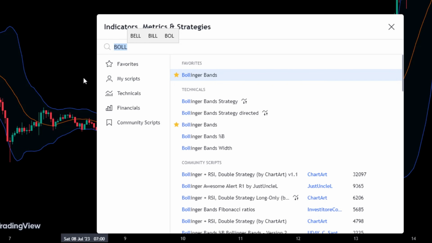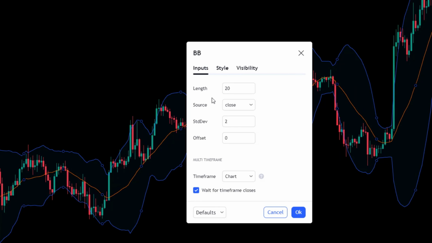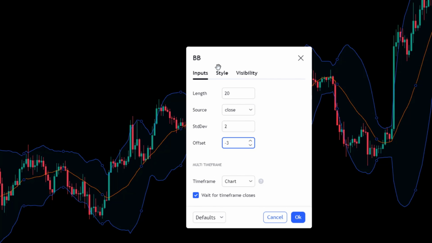Before we add the second indicator to our chart, we will first tell you how this Bollinger Bands works. Also, before we talk on how it works, let's set the indicator for clear appearance. So let's go to the indicator setting. On input setting, set the length to 20. Set the source to close, the STD dev to 2, and the offset to -3.